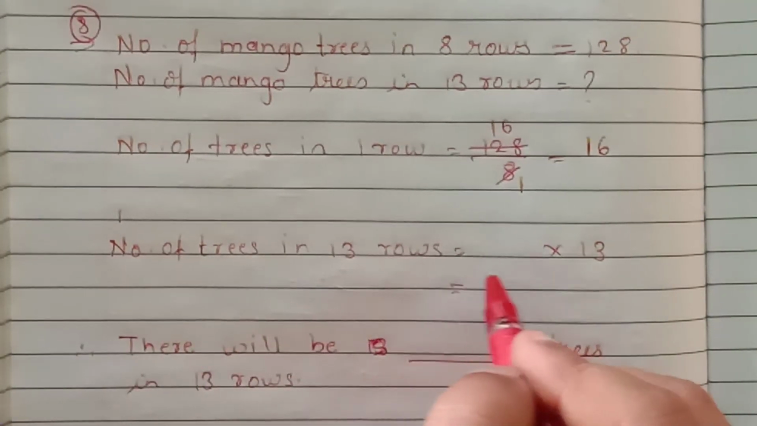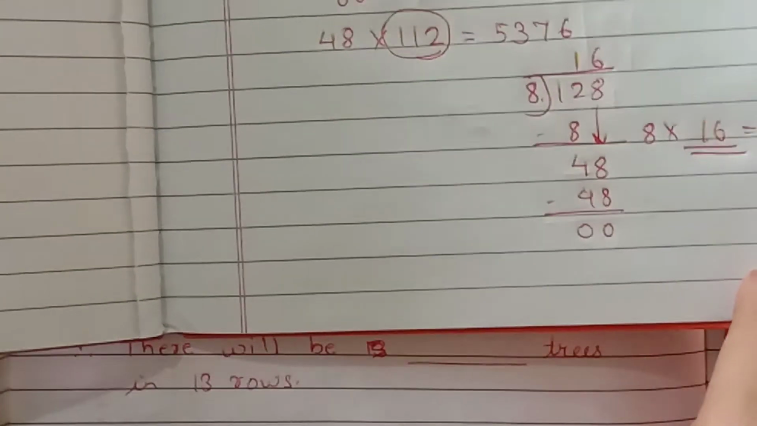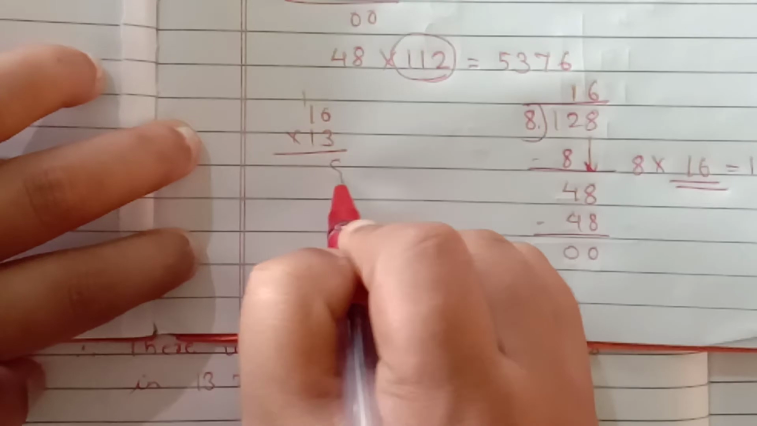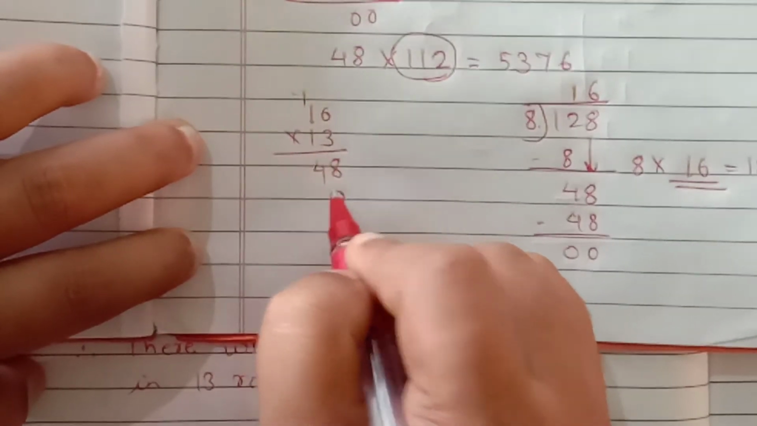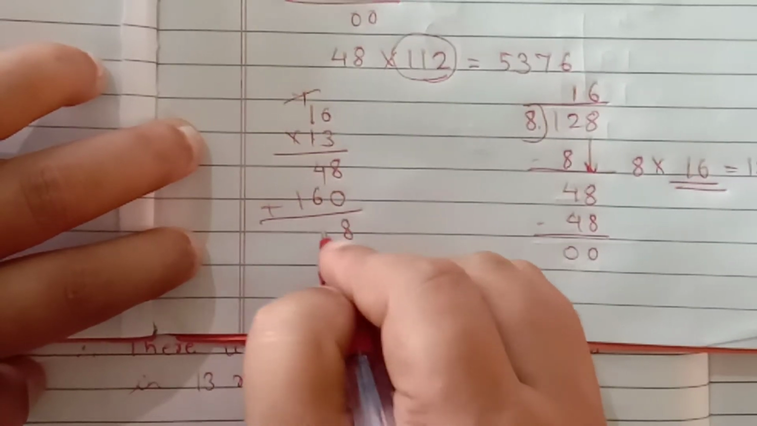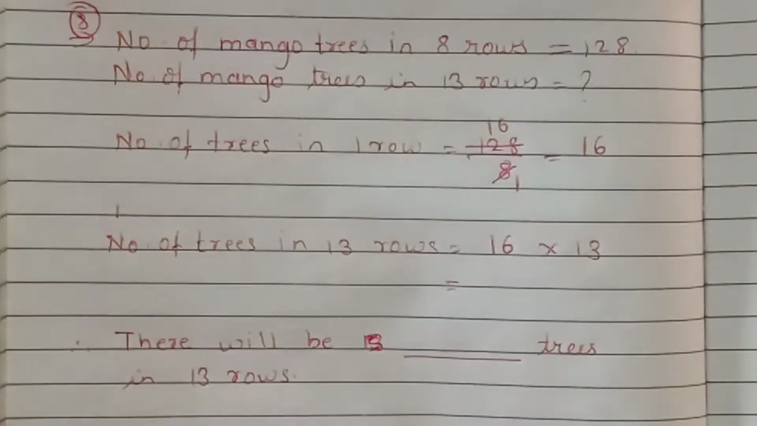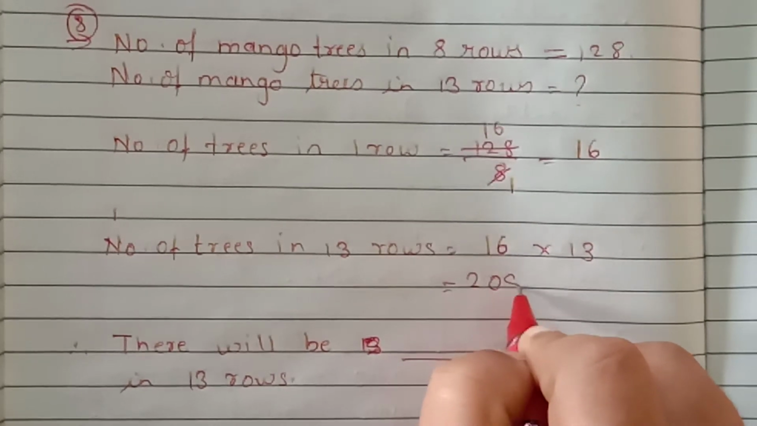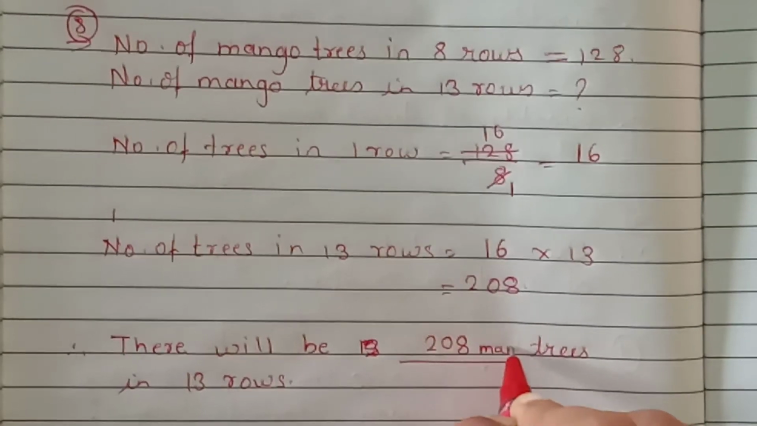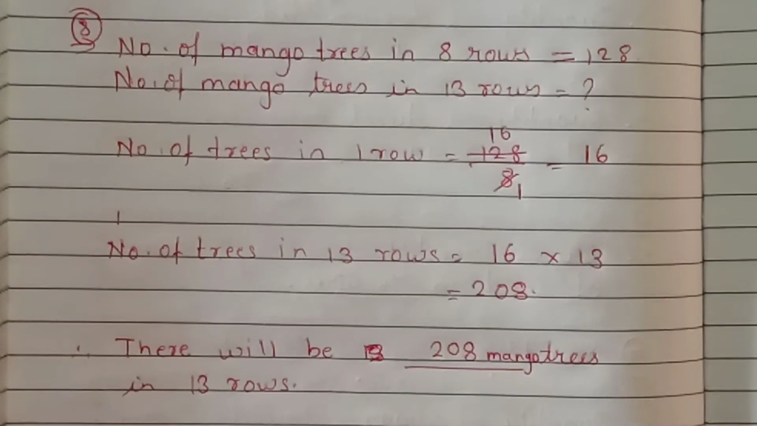Okay. Now the number of trees in 13 rows equals what? 16 into 13. So now we will do the rough work here. 16 into 13. 3 sixes are 18. 3 ones are 3 plus 1 is 4. Add 0. 1 multiplied by any number will give that number itself. So now when we add, we are getting the answer 208. So here we are going to write 208. Therefore there will be 208 mango trees in 13 rows. Did you get the solution of question number 8?